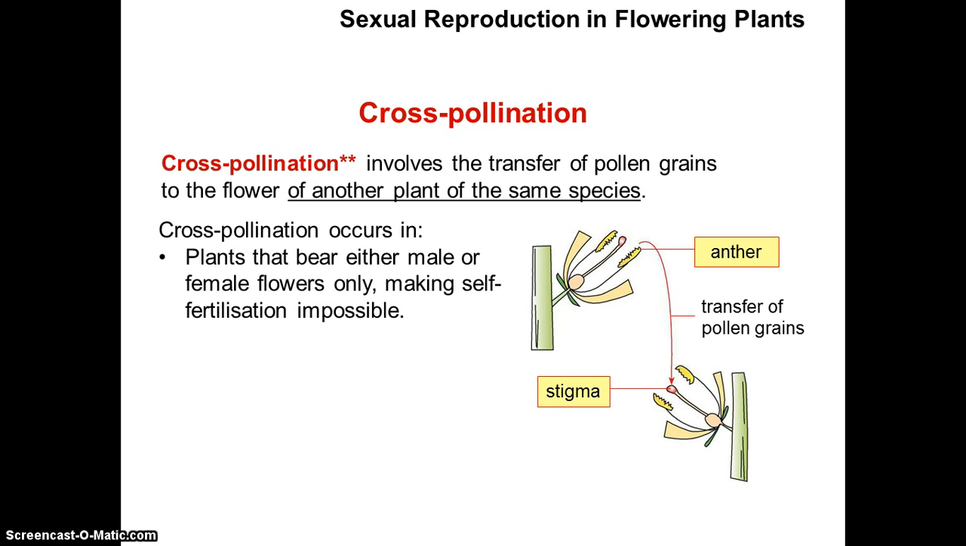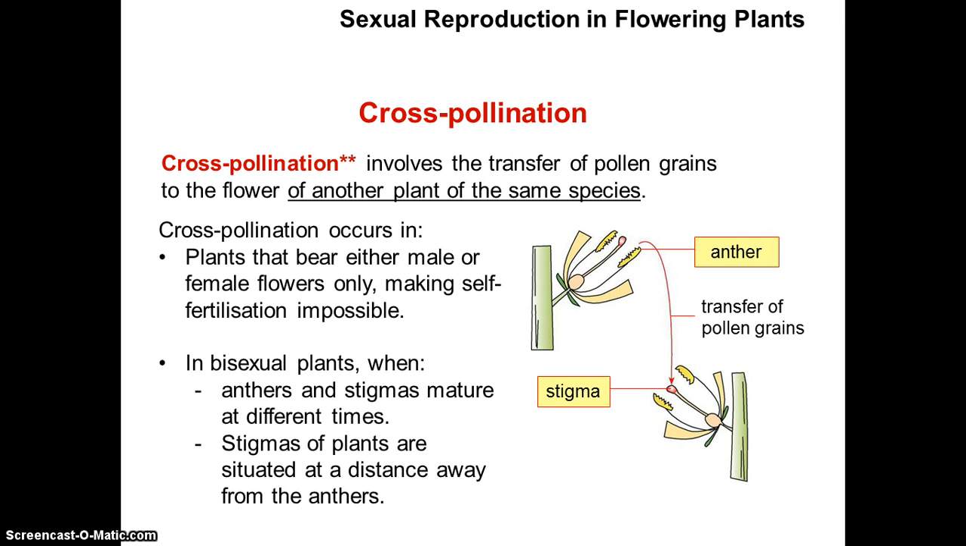Cross-pollination occurs in plants that bear only the male or the female flowers. It also happens in plants with bisexual flowers, but where the anthers and the stigmas mature at different times, and the stigmas of the plants are situated at a distance away from the anthers.